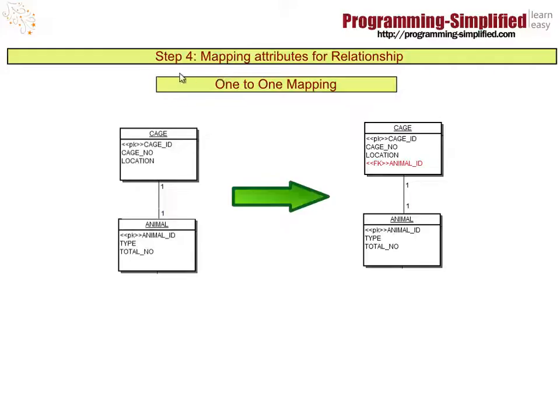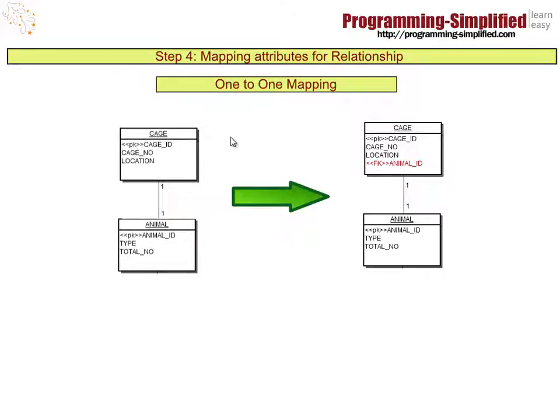Now the fourth step involves mapping attributes for the relationship. So over here for one-to-one mapping, we take the primary key of either side and introduce it in the other side as the foreign key. I've taken the animal ID, which is the primary key of animal entity, and introduced it over here as the foreign key, which is mentioned over here.